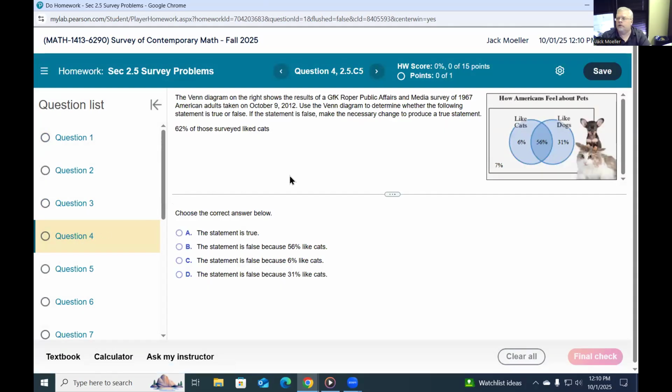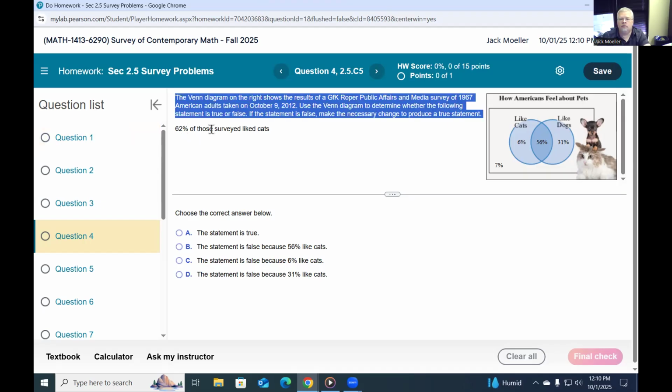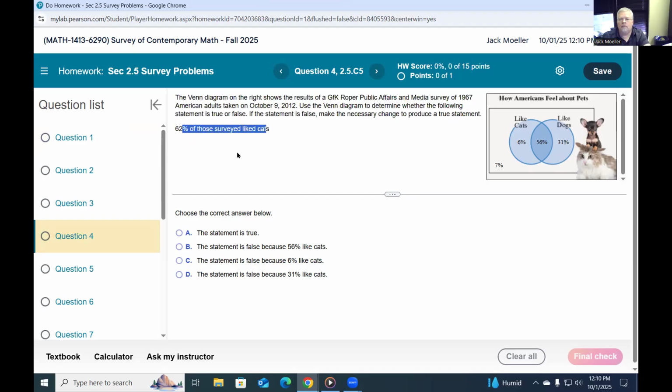So let's see how they start this. Here's my number 4. The Venn diagram on the right shows the results of a GFK Roper Public Affairs and Media Survey of 1,967 American adults, taken on October 9th, 2012. So they surveyed almost 2,000 adults, and then they have this Venn diagram over here. How do people feel about pets? And this is true or false: 62% surveyed liked cats. Is that true or false?